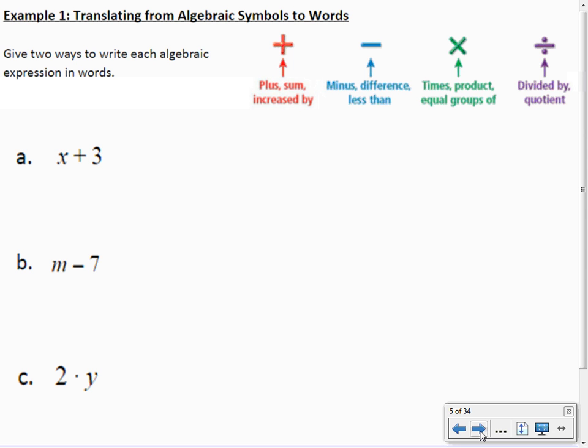For each of these examples, we're going to write out in words what this expression is telling us. If you look at example A, we have x plus 3. One way to write that out in words would be x plus 3. Another way, if you look at the red plus sign here, would be to say the sum. So we could say that x plus 3 is the sum of x and 3. At this point, I want you to pause the video and try examples B, C, and D.